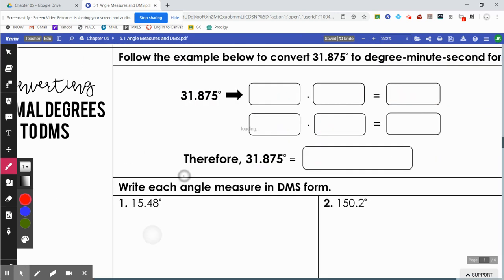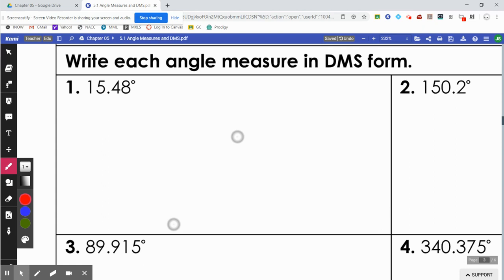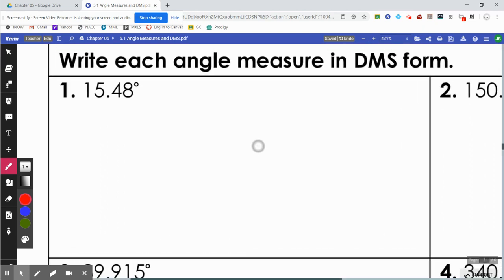So now let's try some more. Number one, change each angle measure to DMS form.